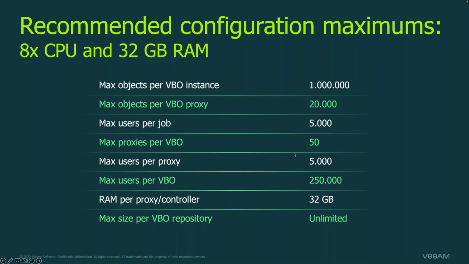Number of proxy per VBO. You have one VBO. If you deploy multiple proxy, each VBO can handle up to 50 proxies, right? Maximum users per proxy is 5,000, right? Maximum users per VBO is 250,000, right? Right. RAM, I have said earlier on, is 32 gig optimally, right? And the maximum size per VBO repository is actually unlimited.